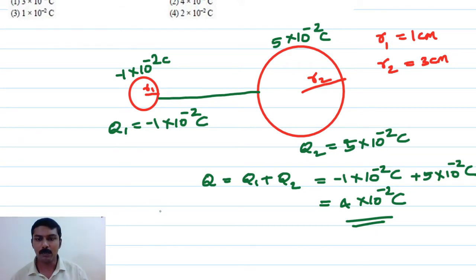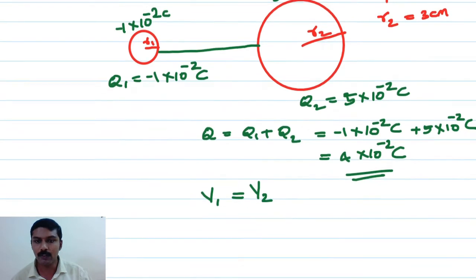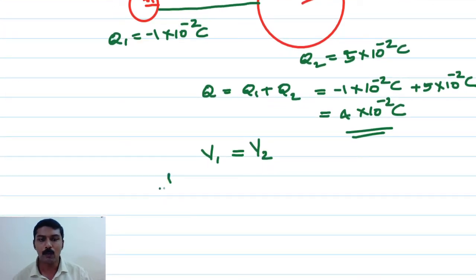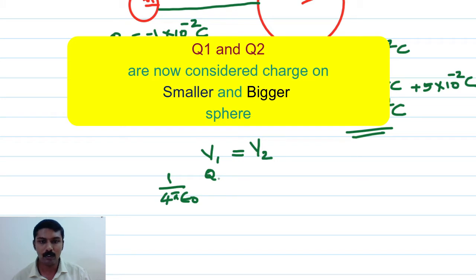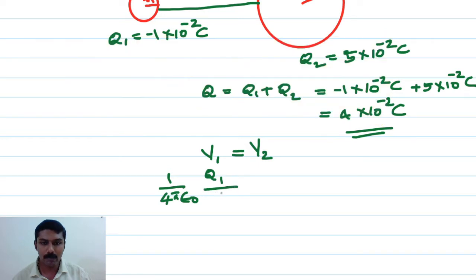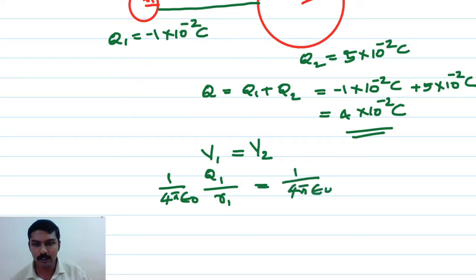Now what are the specifications shown here? The first sphere has a charge of minus 1 into 10 power minus 2 coulomb and the second sphere has a charge of 5 into 10 power minus 2 coulomb, and they will stop moving charge when the potential becomes the same. So the potential on the first sphere becomes equal to the potential on the second sphere. What's the equation for potentials? You already know this equation: 1 by 4 pi epsilon naught, the charge over it, let's now call the remaining charge Q1, divided by the radius R1, becomes equal to 1 by 4 pi epsilon naught times the second charge Q2 divided by R2.